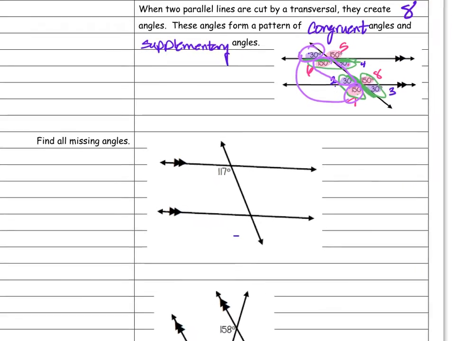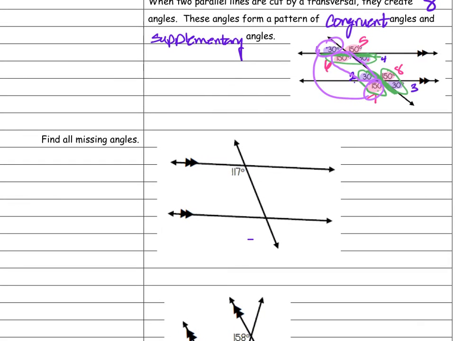So we're going to do the first one here. It says find all of the missing angles. It wants me to find everything that's missing. Everything. Okay? So they give me one angle and I need to find all of the rest of them. So I know that this one is a vertical angle. So if this one's 117, I know that this one is also 117. Okay? If this is an interior angle, I know the one on the opposite interior is also 117. And then I have a vertical angle again, 117.